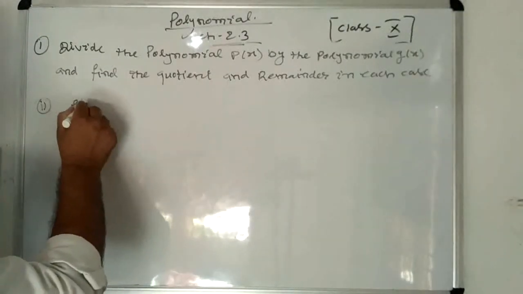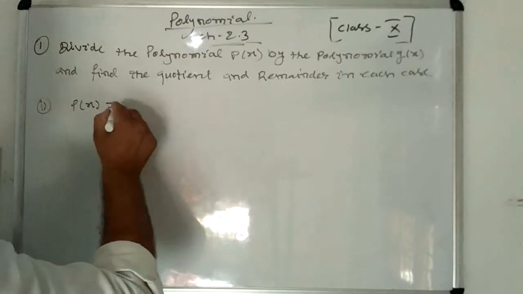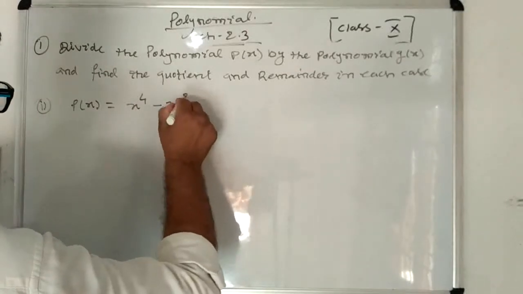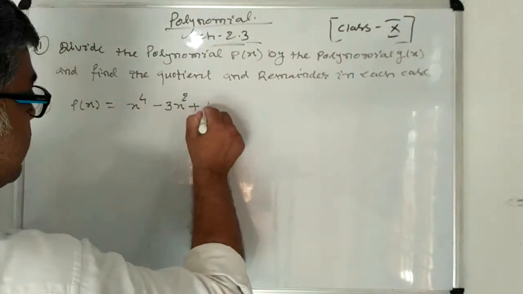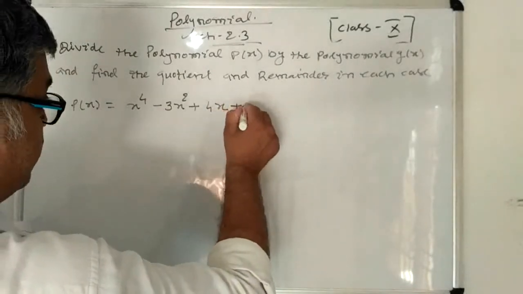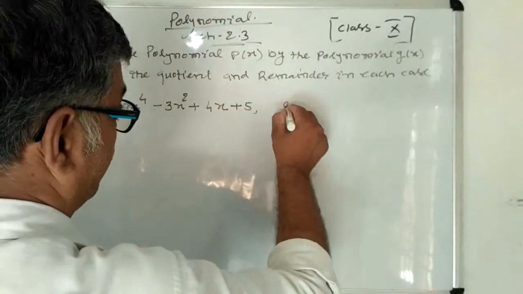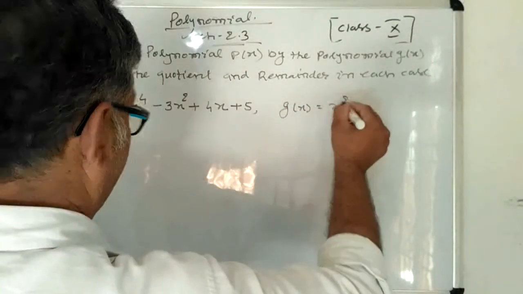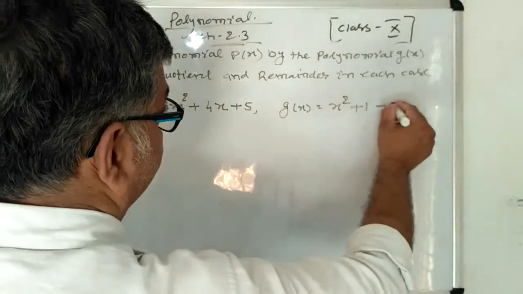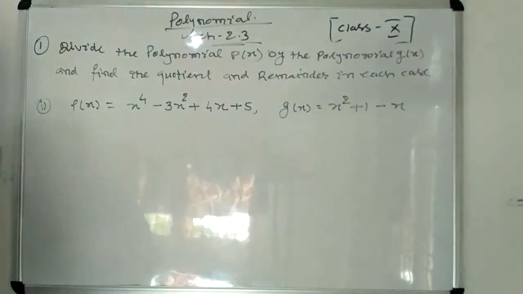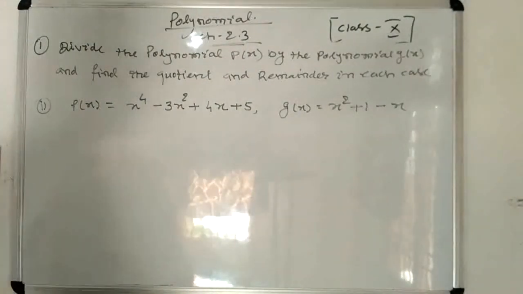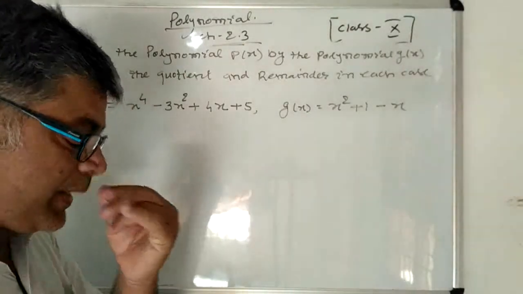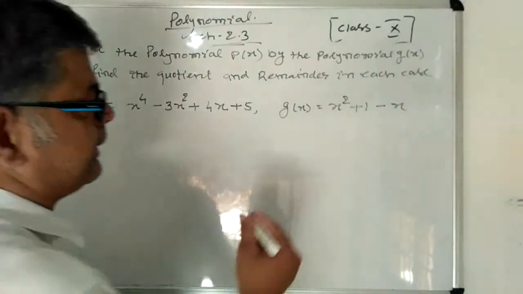The polynomial p(x) is given as x to the power 4 minus 3x square plus 4x plus 5, and the second polynomial g(x) is given as x square plus 1 minus x. Now we have to divide p(x) by g(x) and find the quotient and remainder. So first we arrange the g(x) polynomial.